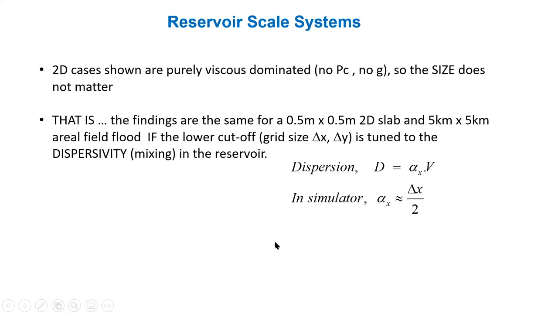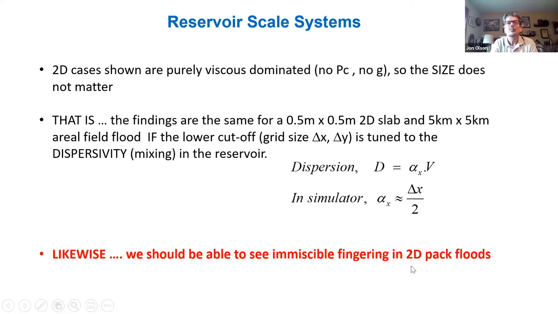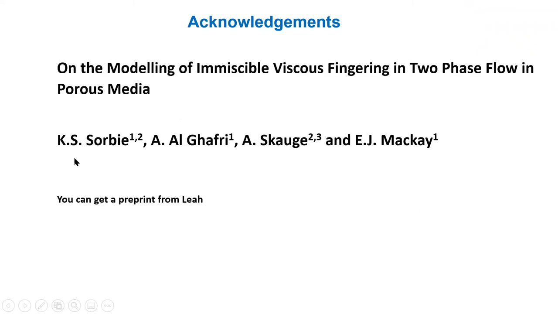So I think we should be able to see immiscible fingering in a 2D packed flood or in a big square reservoir. We're just looking in 2D. And I'd like to thank the authors here. The paper, which will be sent to you, is by these authors, and you can get a preprint. It's under review, but I think it's going to be accepted. I finished the paper in January this year on my 70th birthday. I'm very happy to get it out. So you'll get a copy of it whether you want it or not, and I'm very happy to take questions now, okay?